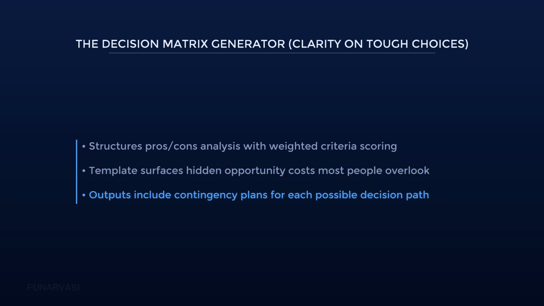Do not celebrate your final decision yet. What happens if it goes wrong? This matrix forces you to confront that reality. For every path you might take, it demands you draft the specific, concrete contingency plan. It turns a brittle choice into a resilient strategy, because true clarity means knowing how to recover from every outcome, not just hoping for the best one.